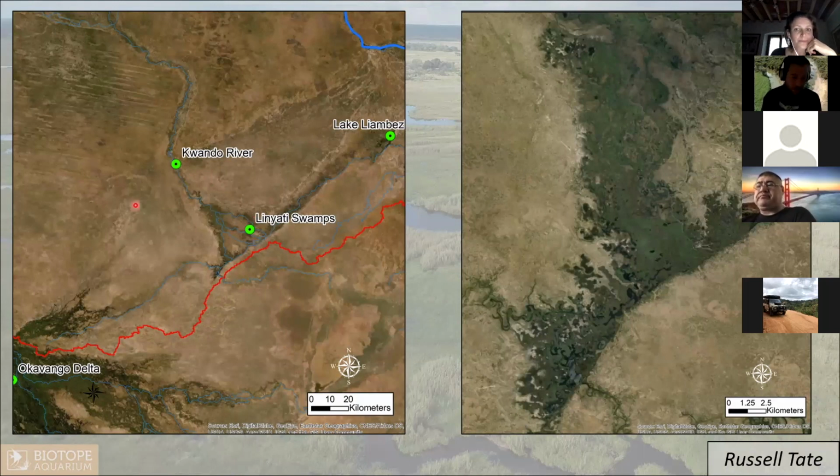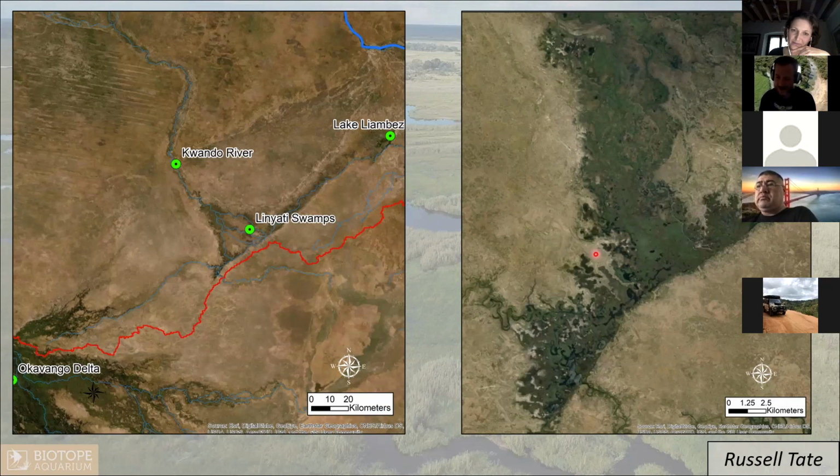And you will also notice that there's a channel almost connecting the Quando Delta to the Lignati Swamps. So they say that these areas are very similar in their aquatic habitats. Okay. So I personally haven't been to the Delta yet, but I need someone to corroborate that, but I've heard that they're similar.